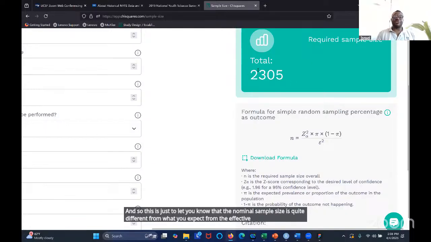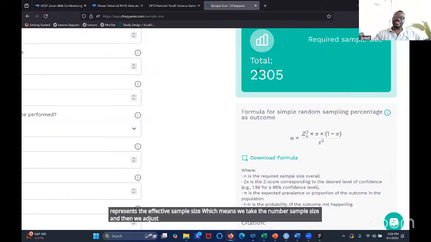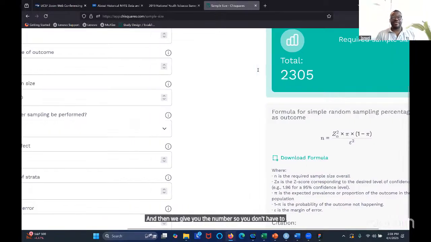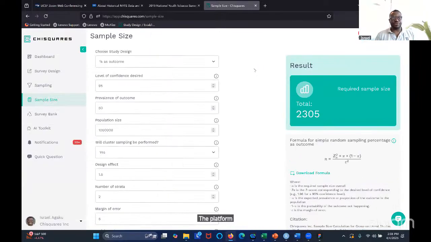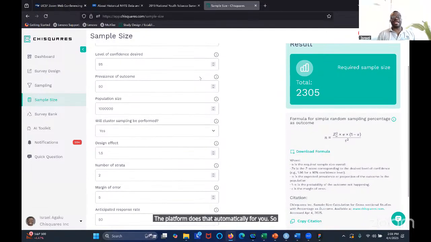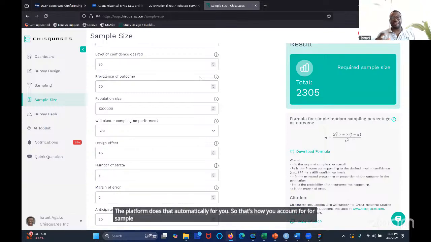So this number represents the effective sample size, which means we take the nominal sample size and then we adjust for everything that needs to be adjusted. And then we give you the number. So you don't have to worry about the math. The platform does that automatically for you. So that's how you account for sample size with complex surveys. You have to worry about the clusters and the strata. So remember, complex surveys, we always worry about two things: clusters and strata.